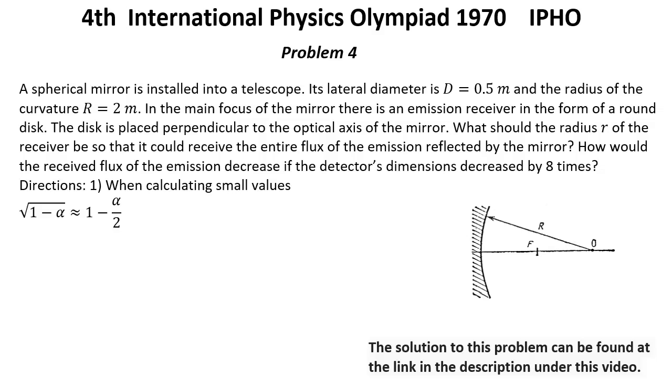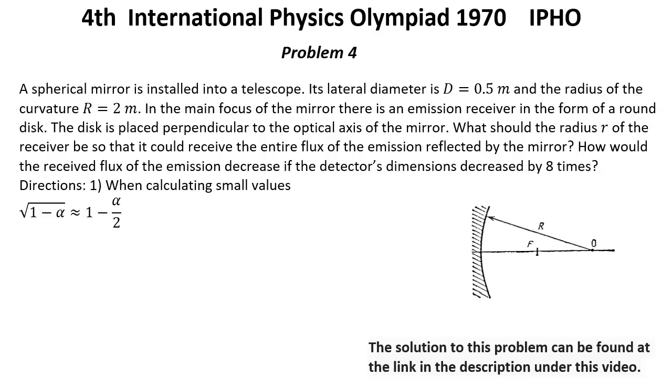Its lateral diameter is d equal 0.5 meters, and the radius of curvature R equal 2 meters. In the main focus of the mirror there is an emission receiver in the form of a round disc. The disc is placed perpendicular to the optical axis of the mirror.